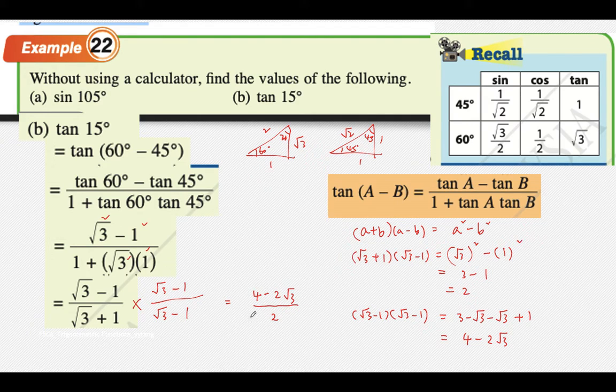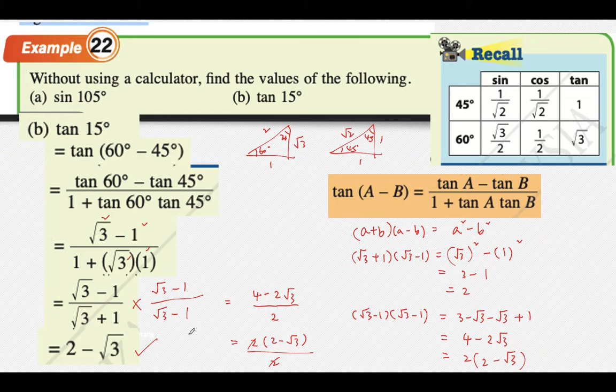Now this one, the 2, I can factorize the 2. Factorize the 2, I get 2 times 2 minus 2, take out already, you are left with square root 3, over 2. Then you can cancel the 2, you get the answer.